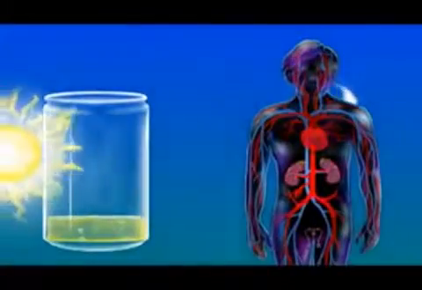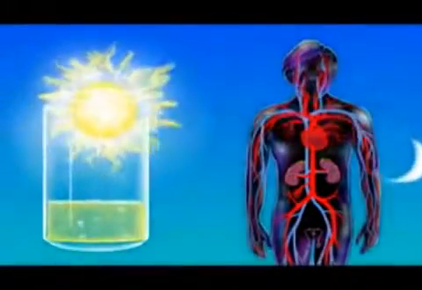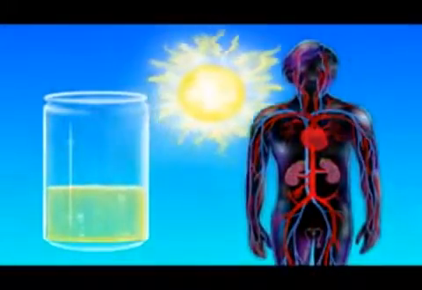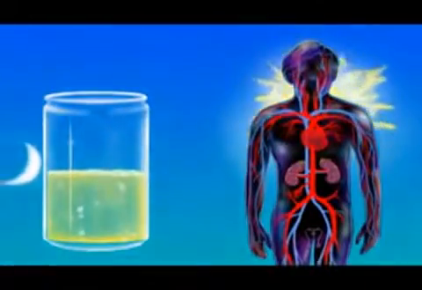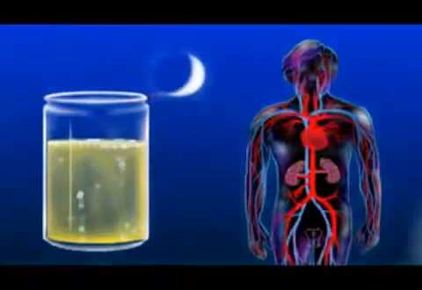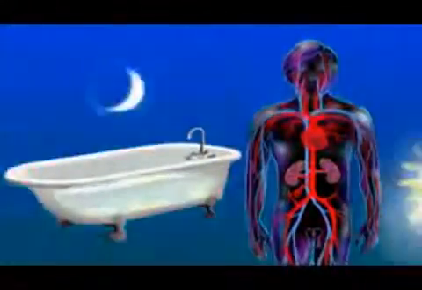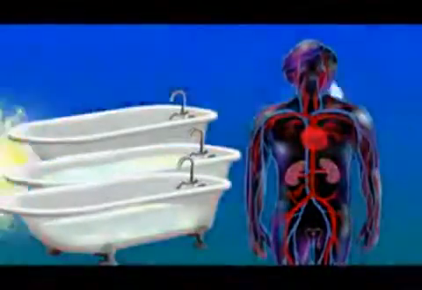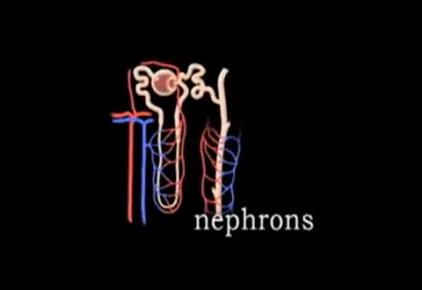Filter all the blood in our body every 30 minutes. They filter and remove approximately 1.5 liters of urine every 24 hours. This would fill about 2.5 bathtubs in a year's time. Previously mentioned, urine production begins in the nephrons.